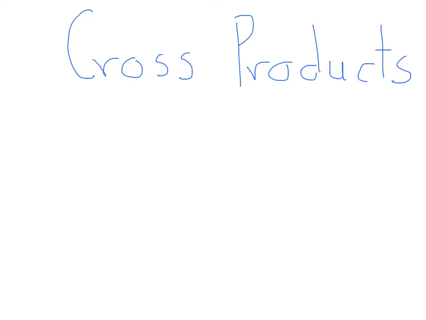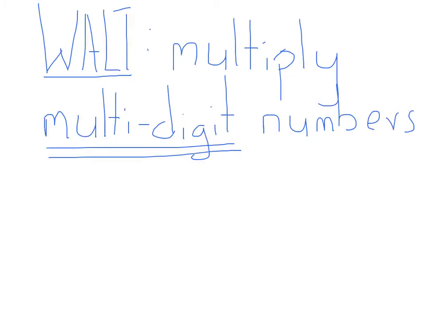Hi, today we're going to look at something called cross products. Cross products is where we are learning to multiply multi-digit numbers. By multi-digit numbers I mean an equation like 23 times 37. So it's different from the normal partitioning we've been looking at. We've got both numbers in this equation being two-digit numbers.